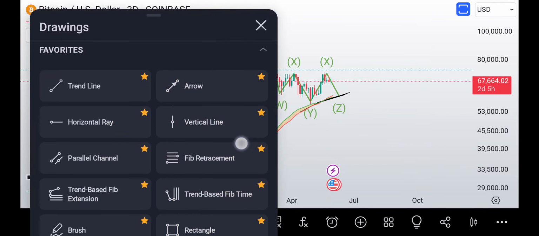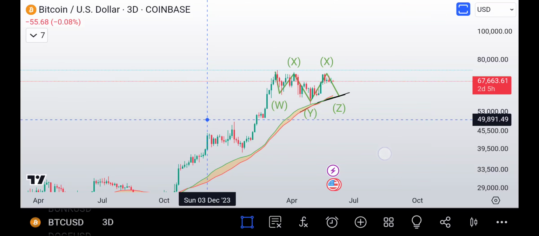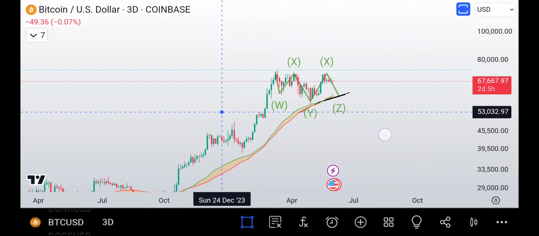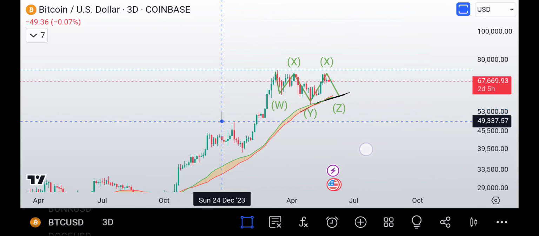Coming back down to backtest this 53 to 47K area, we would lose the bull market support band. That's never happened ever before in a Bitcoin bull market. If we go back, here's the last bull market right here. You can see the bull market support band continued to hold all the way, and we didn't even really test it a lot. That's why it was pretty short.